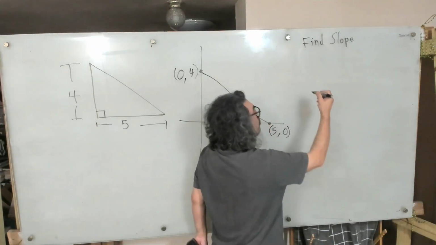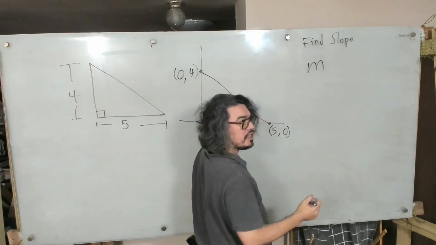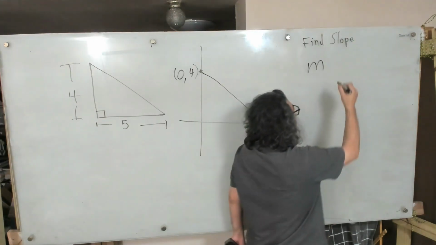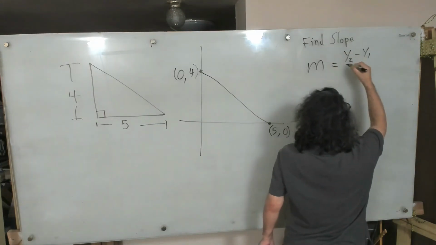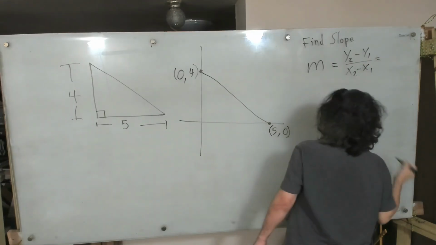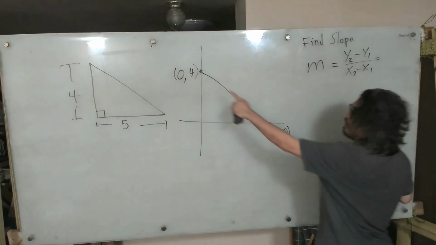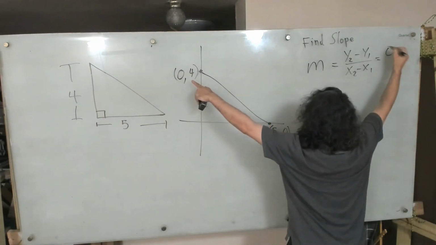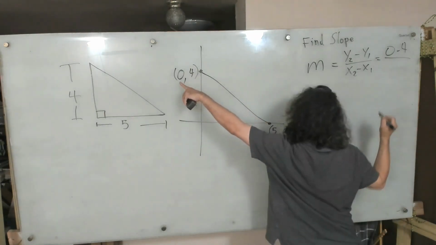We know that the slope of the line joining two points with coordinates (x1, y1) and (x2, y2) will be given by (y2 minus y1) over (x2 minus x1). And therefore, in this case, let's say I choose this to be my y2. So 0 minus 4 over 5 minus 0.